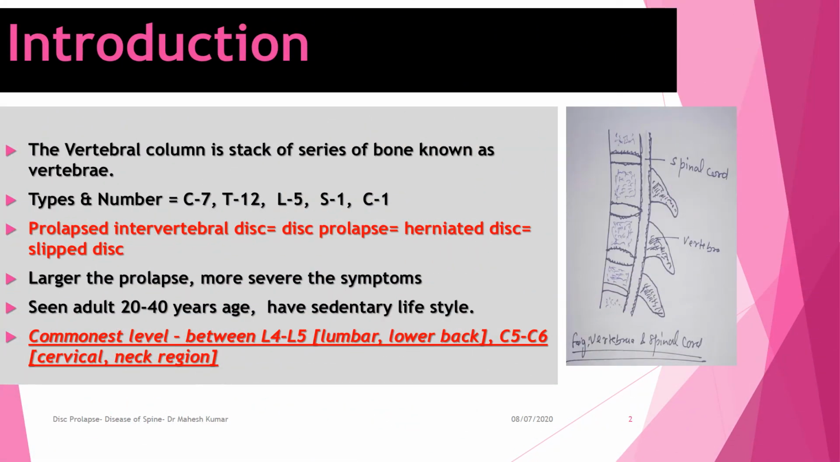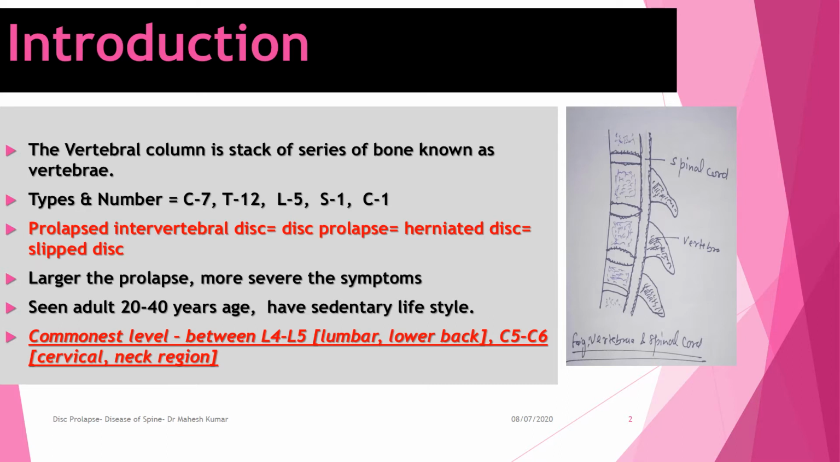As you know, the vertebral column is a stack of a series of bones that is known as vertebrae, and it is of five types, that is cervical vertebrae, thoracic vertebrae, lumbar vertebrae, sacral and caudal vertebrae, and their numbers are respectively cervical 7, thoracic 12, lumbar 5, sacral 1 and caudal 1.